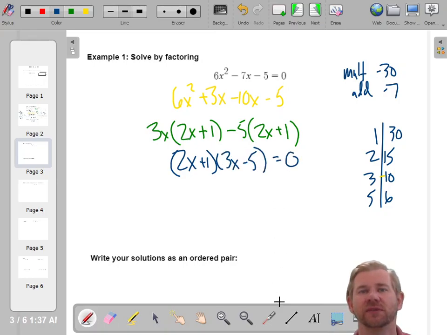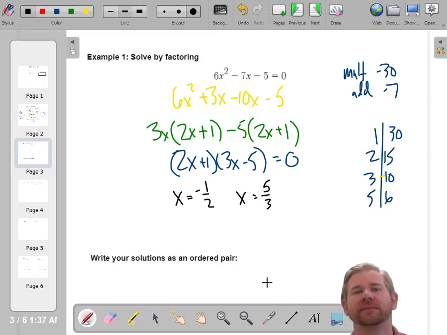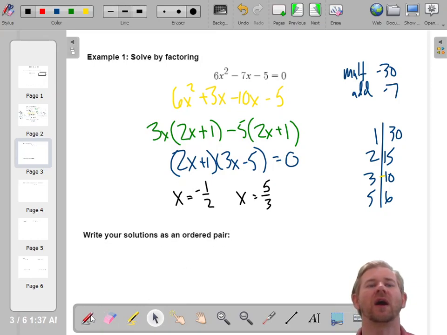And I want to know where these equal 0. So I'll solve two little mini equations. You can usually do this in your head once you get the hang of it. To solve this, if this equals 0, you would subtract 1 and then divide by 2. To solve this one, you would add 5 and then divide by 3. So negative 1/2 and positive 5/3 are our zeros.